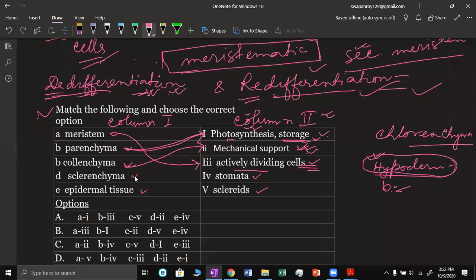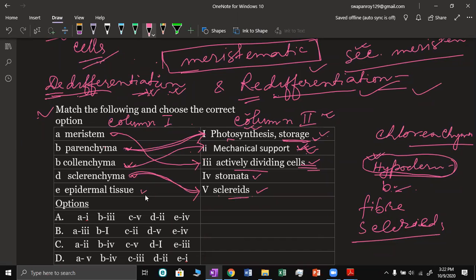Then sclerenchyma here will be matched with sclereids. Sclereid is a type of sclerenchyma tissue. Sclerenchyma tissue are of two types. One is fiber and another one is sclereids. So this is the type.